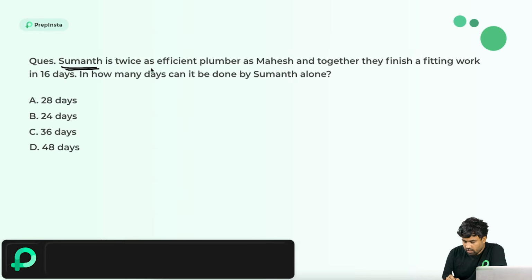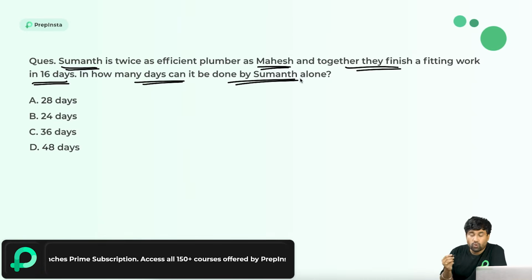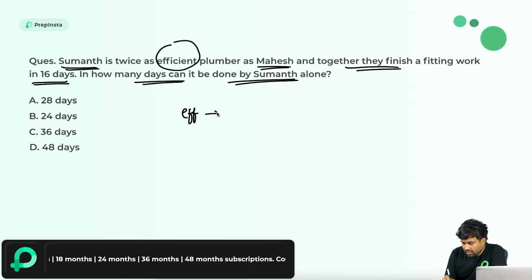Sumant is twice as efficient a plumber as Mahesh, and together they finish a fitting work in 16 days. In how many days can it be done by Sumant alone? Whenever a problem on efficiency is given, try to convert it into number of days. I will simply give you the answer. If the efficiency ratio is 2:1, twice means 2:1, so Sumant is 2 and Mahesh is 1.